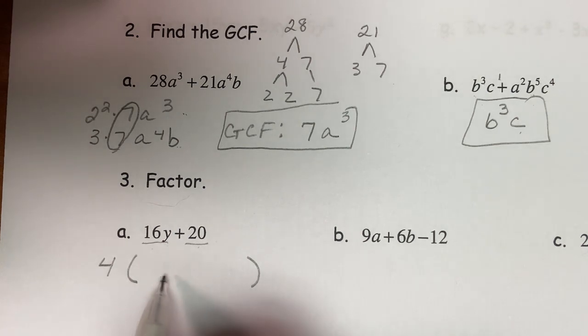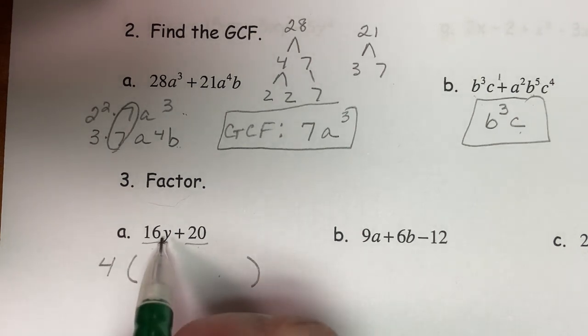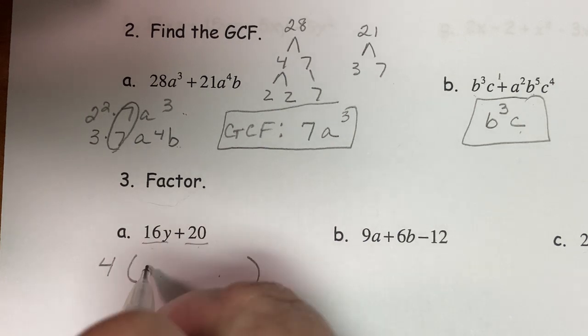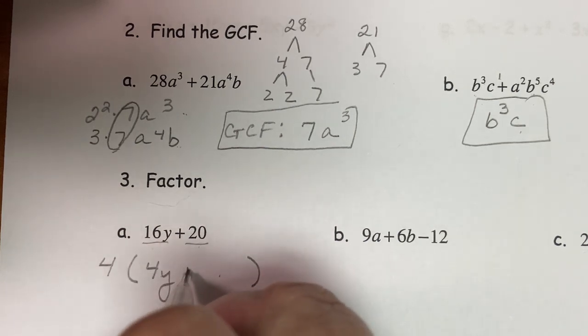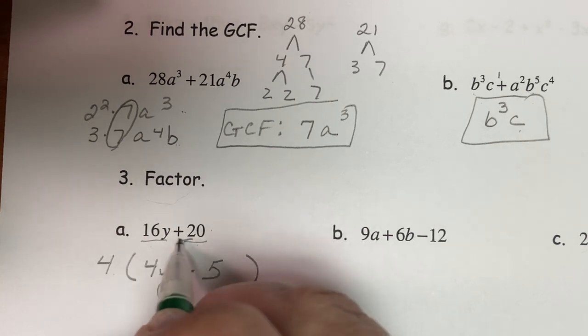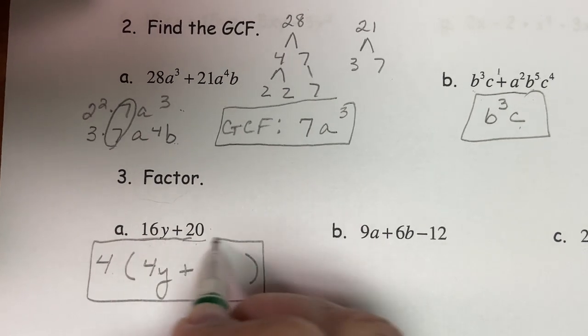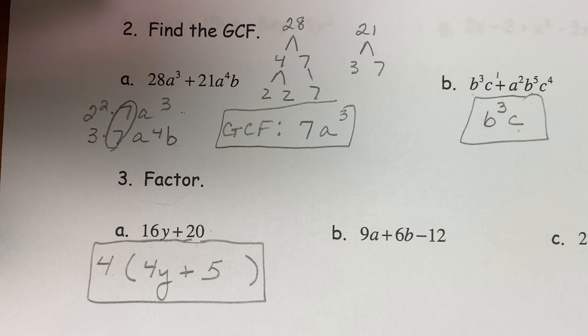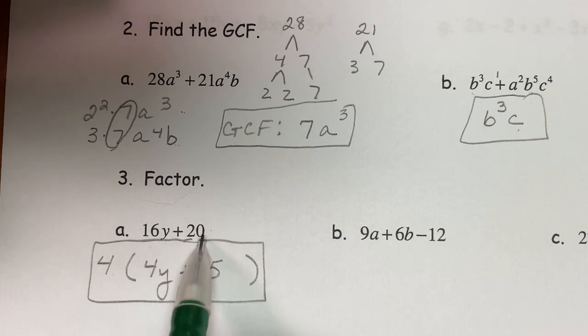So how do you figure out what's left inside these parentheses? Well, we're going to divide. 16 divided by 4 is 4y, plus 20 divided by 4 is 5. And we have, at this point, factored out the greatest common factor. If I were to distribute that 4 back through, do you see where I would get my original binomial? So we're undistributing.